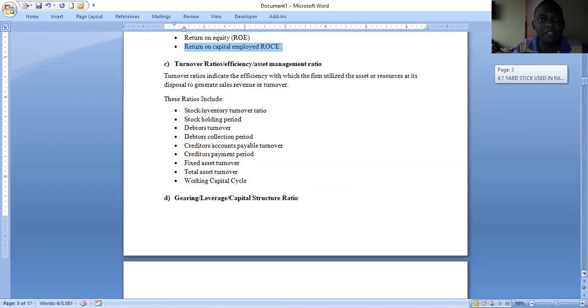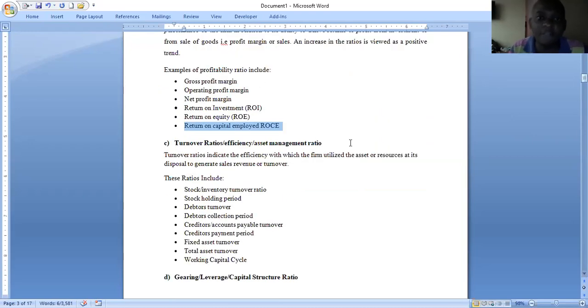Then we have the turnover ratios, also known as the efficiency ratios. These ratios measure the efficiency of the business. They measure the efficiency with which the firm utilizes its assets to generate profits. Efficiency has to do with minimizing costs, minimizing usage of resources, so as to achieve our objectives.